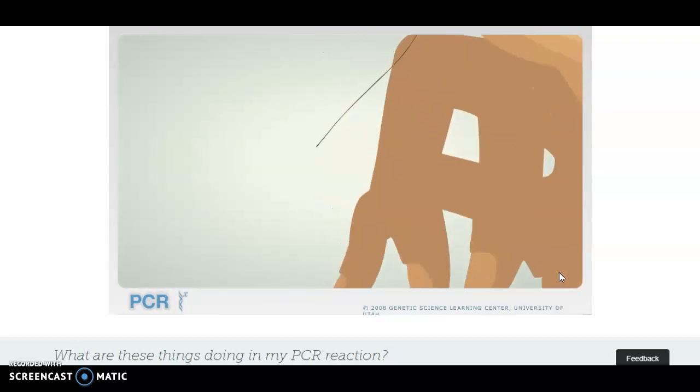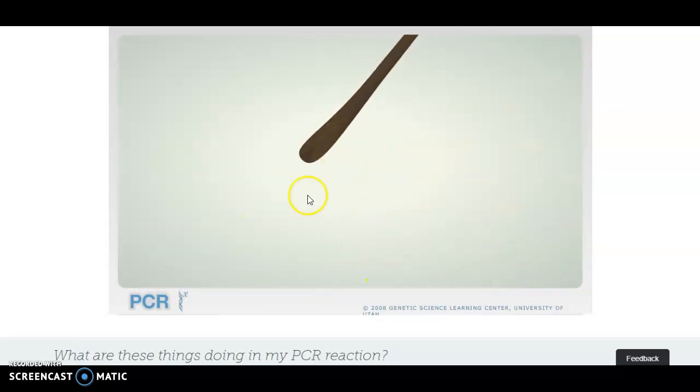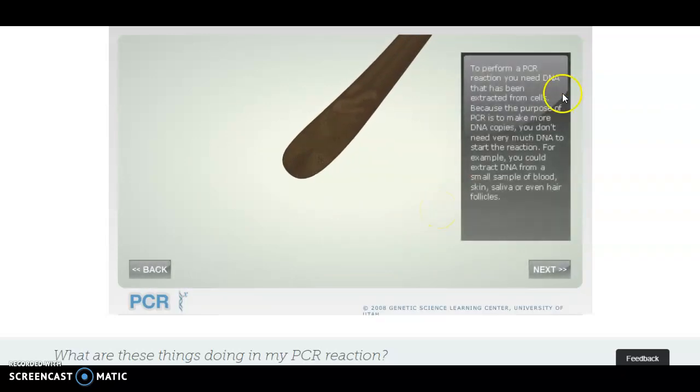Okay, lots of DNA. So we can get DNA in things like a hair follicle, which they're going to show us right here. So to perform a PCR reaction, you need DNA that has been extracted from cells, obviously. Because the purpose of PCR is to make more DNA copies, you don't need a whole lot of DNA to start with, which is wonderful.